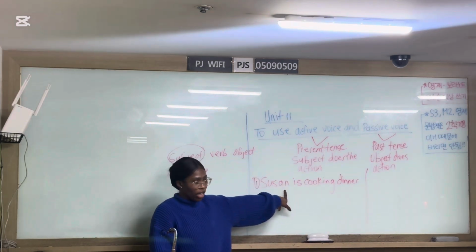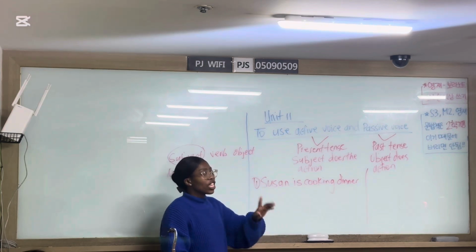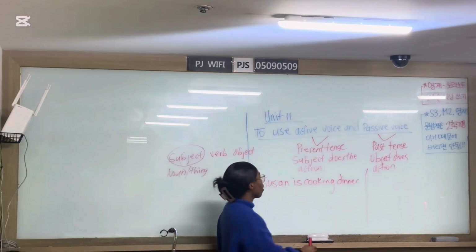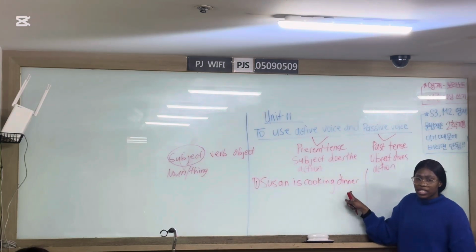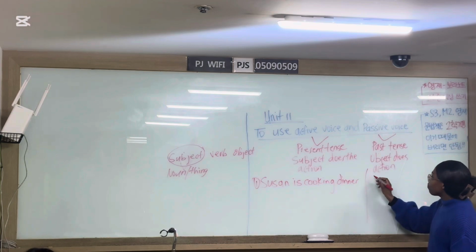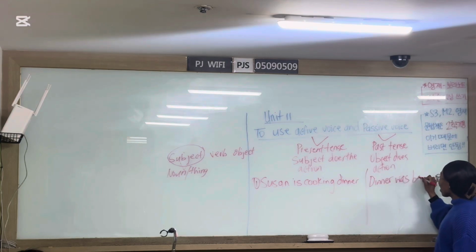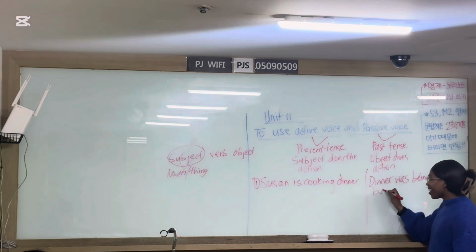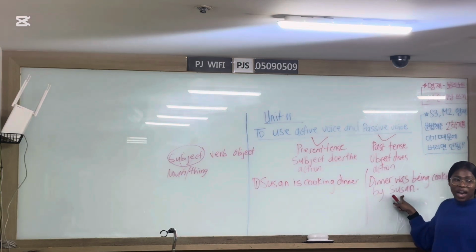This is active voice. Remember, is is present tense. So now when we change it, we need to start with the object, the last part of the sentence. Then it will become dinner was being cooked by Susan. Good job. So Susan now is the last part of the sentence. Okay? So that's how we change it.